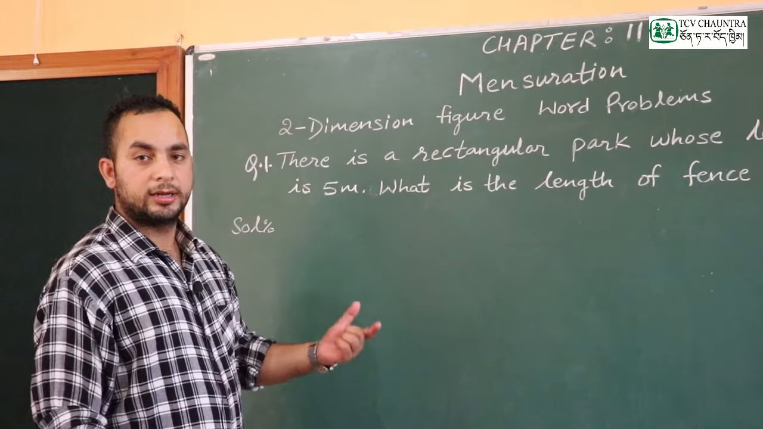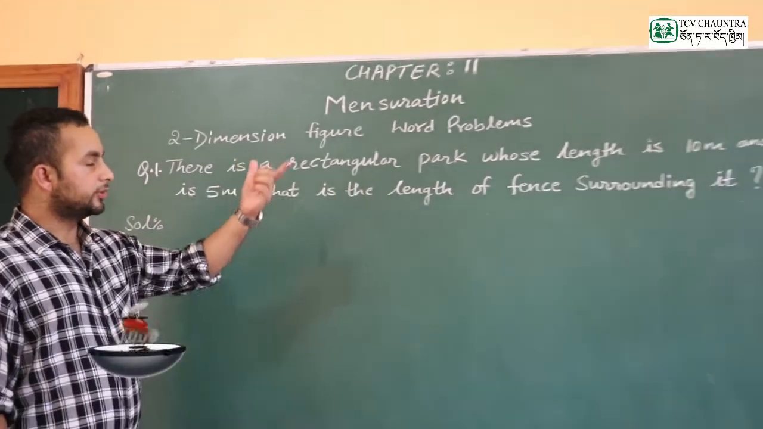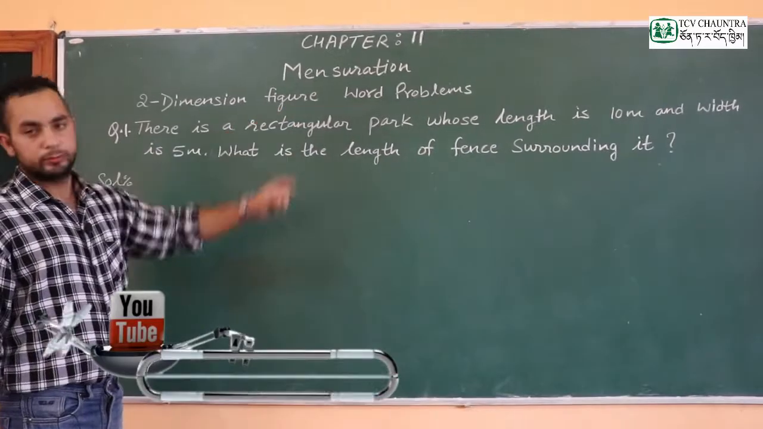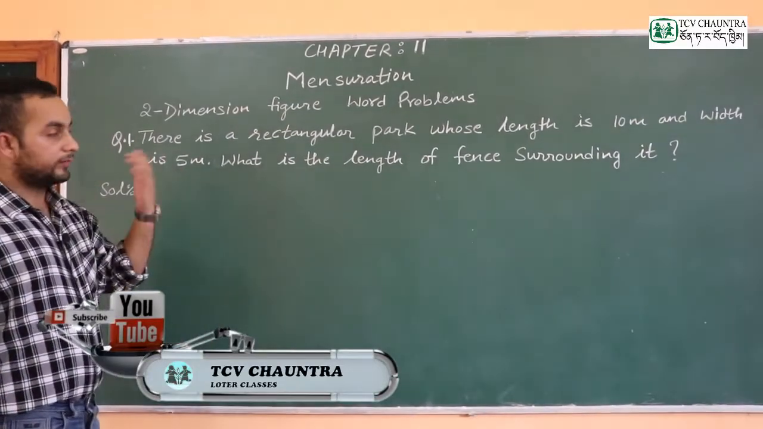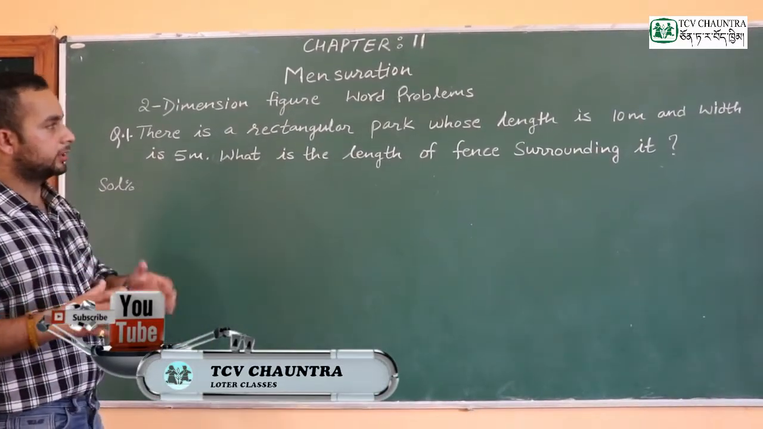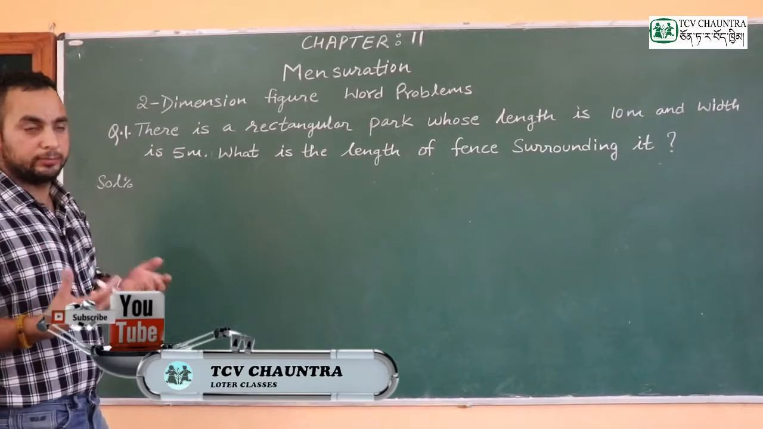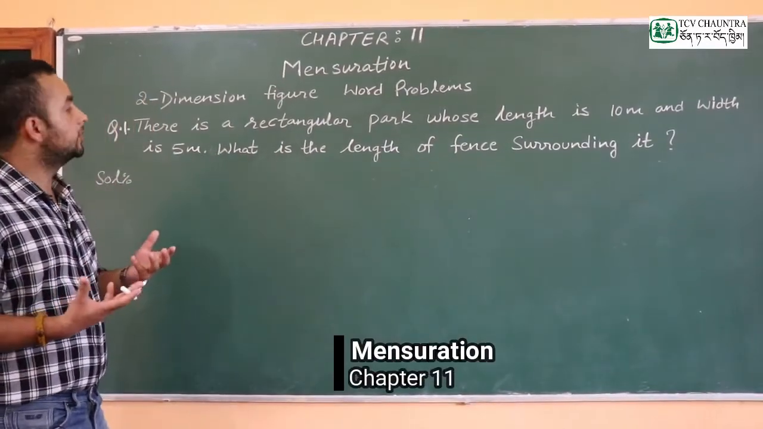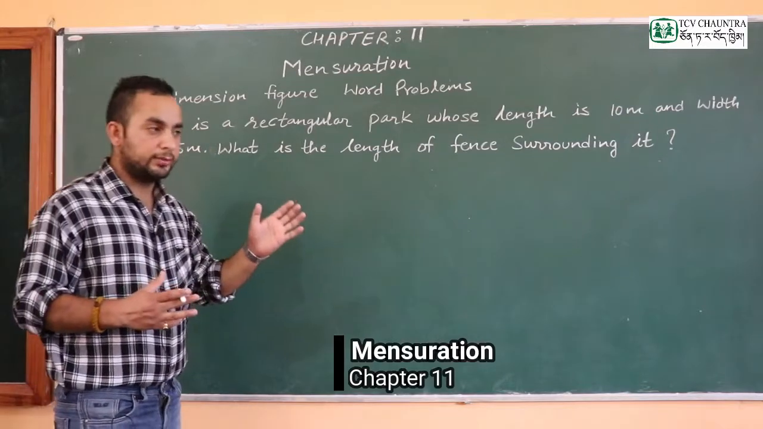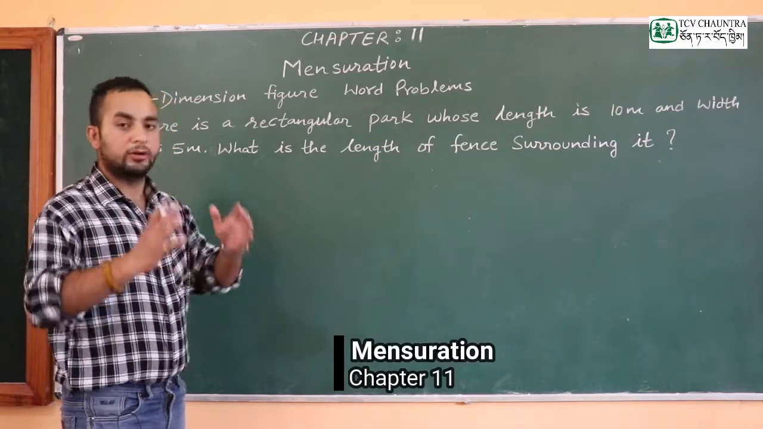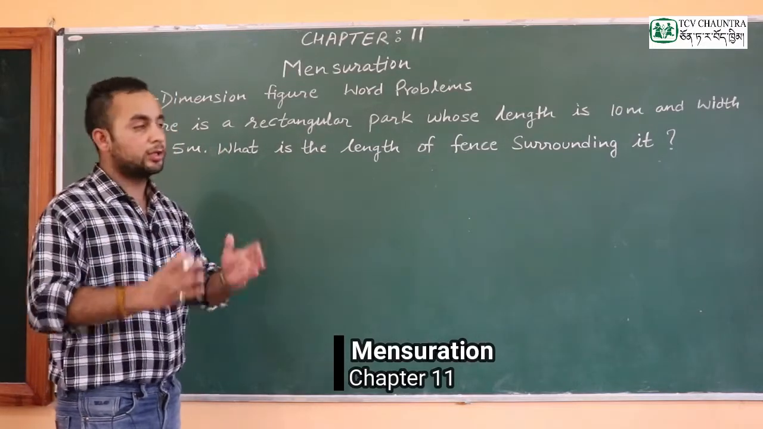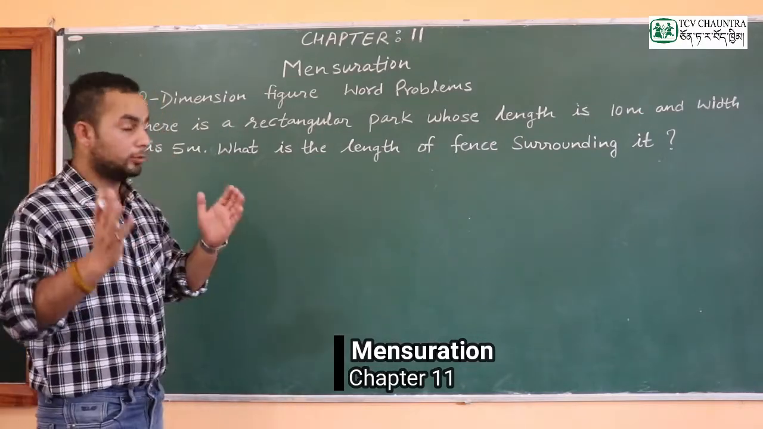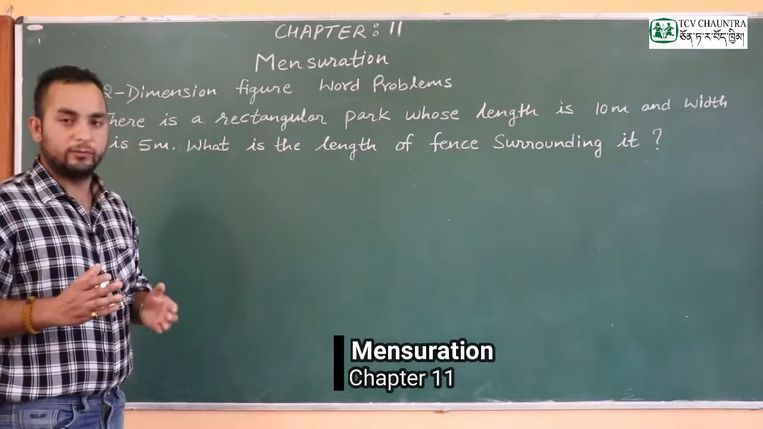We are entering the mensuration part. Today's subtopic is two-dimensional figure word problems. In the previous class we studied mensuration. What is mensuration? Mensuration is the measurement of geometric figures. We discussed two-dimensional figures and three-dimensional figures, and on the basis of two-dimensional figures we learned the formulas. On the basis of those formulas we are going to solve some word problems.